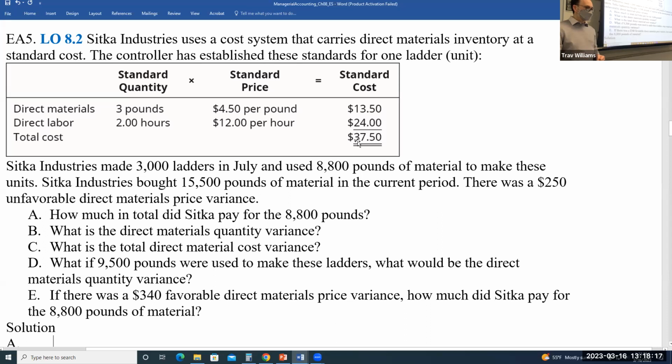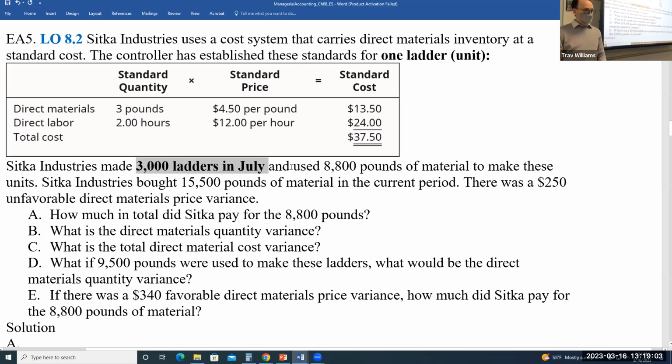They give us some data in this table. They tell us for each ladder, for each unit, which is a ladder, it takes, and this is the standard, 3 pounds of material, the standard price for the material, and then we just multiply, we get the standard cost for materials. They tell us standard amount of labor in hours, the standard rate for the labor, multiply, get your standard labor cost. They also tell us that they made 3,000 ladders in July.